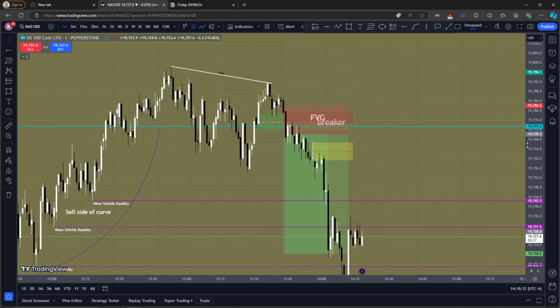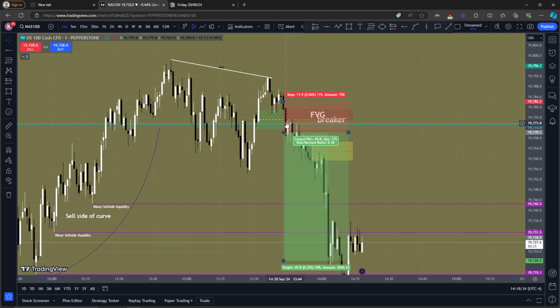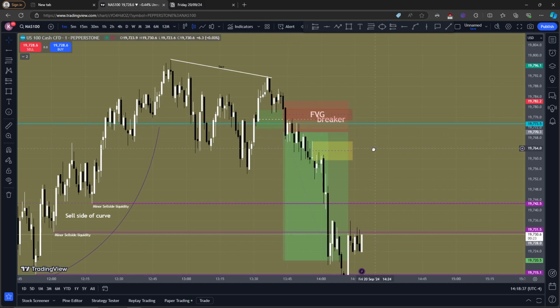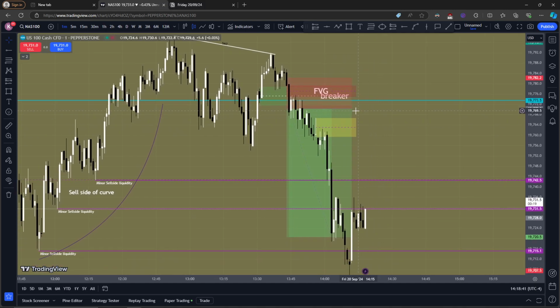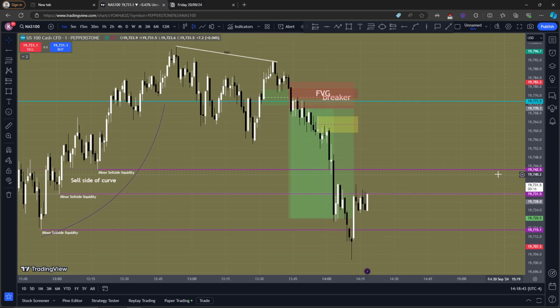Then what happened is the market made here a market structure shift. We had this fair value gap and this breaker. The market consolidated at the breaker for a long time, so I decided to take a position.